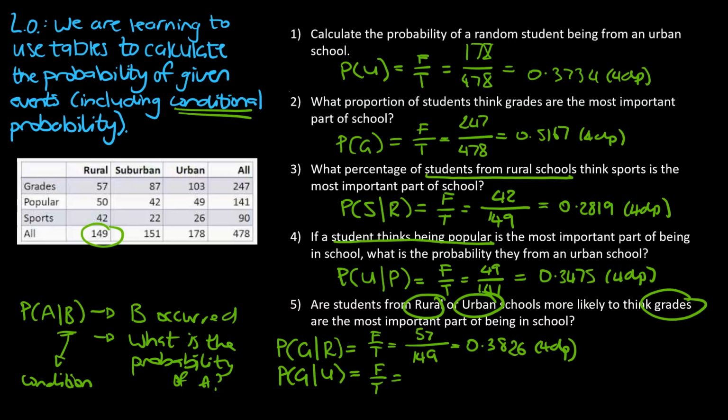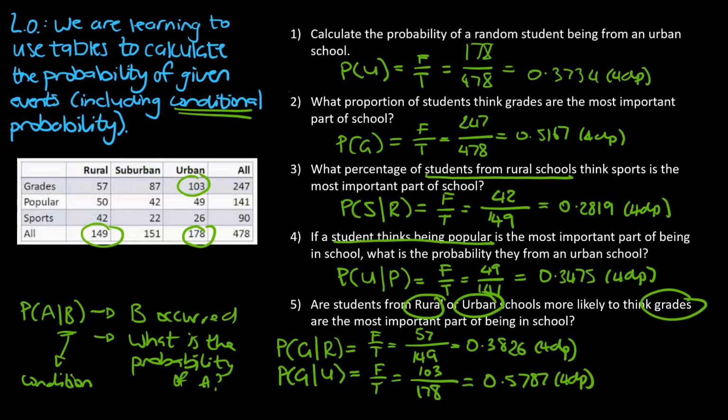We then need to do the same for urban students. So how many urban students are there in total? Well, there's 178. Of those 178, who thought the grades were the most important thing? That's 103. And then we're going to do that. So 103 divided by 178, 0.5787. And I'm going to round that to 4 dp. So we found the two probabilities.